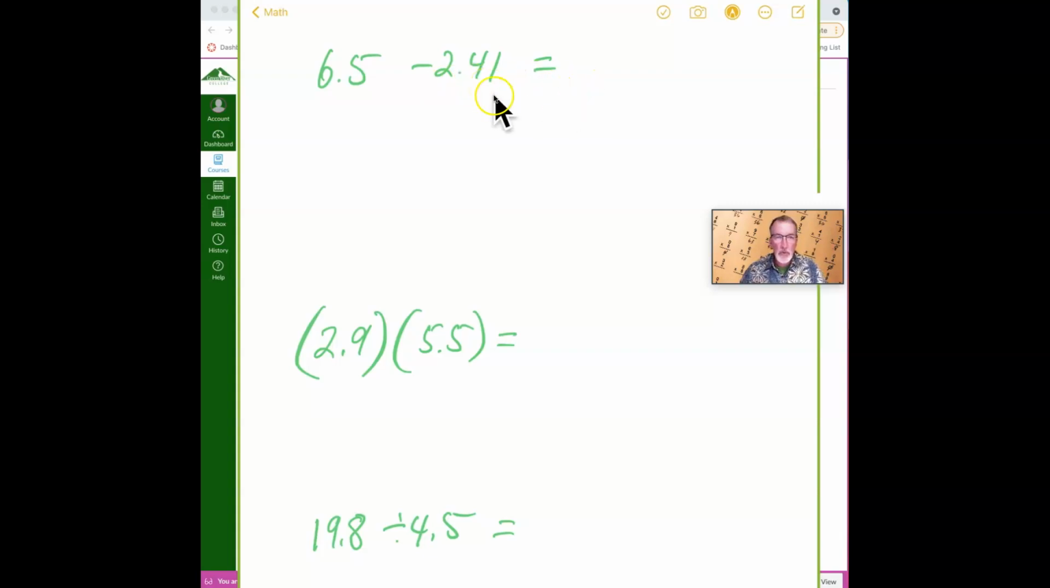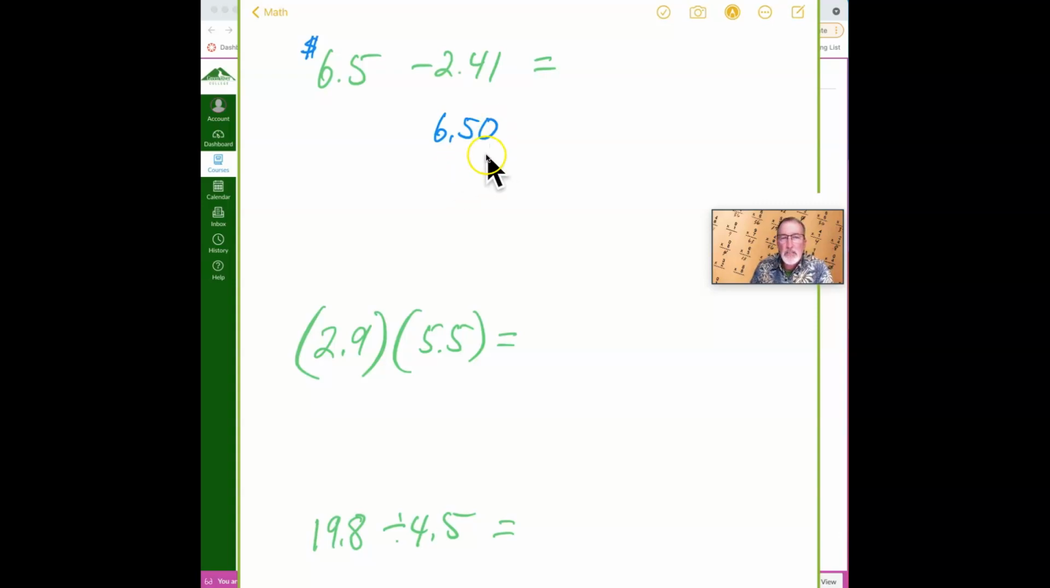Okay. So what I like to do, my first suggestion is that you think of money. Everyone's familiar with money, so that may help you with this problem a little bit. So 6.5. If we're thinking a dollar sign here, how much do we see? 6.5. You can add a zero, right?